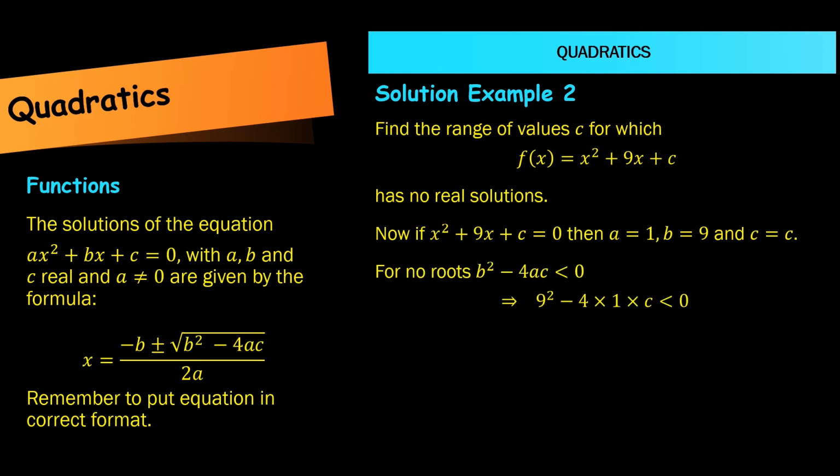For no roots, b squared minus 4ac is less than 0. And plugging in the values gives us b equals 9 is plugged here, and 4ac is plugged here. And of course, this has to be less than 0. So tidying up first gives us 81 is less than 4c, and then dividing through by 4 gives us 81 over 4 is less than c, which is equivalent to c is greater than 20 1/4.